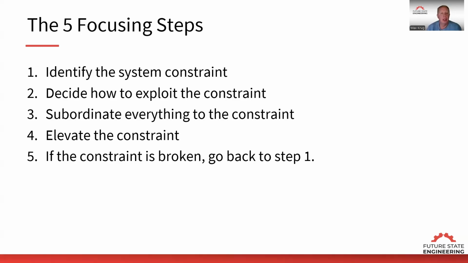In today's session, we're going to continue on the process of implementation of achieving breakthrough improvement. And we're at the point where we've identified the system constraint and we're applying the 5 focusing steps. So our next step is decide how to exploit the constraint. So what does that mean? So we're looking at exploiting the constraint.